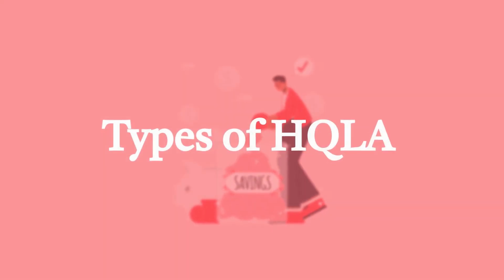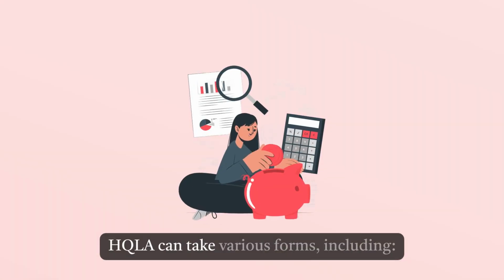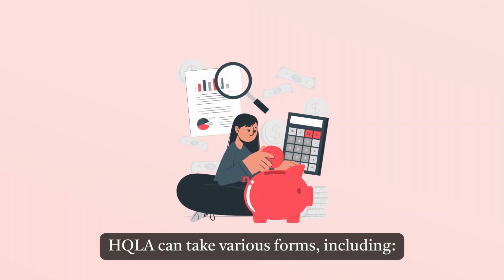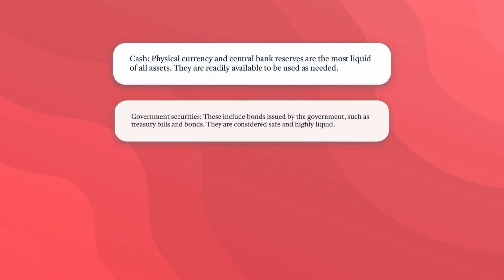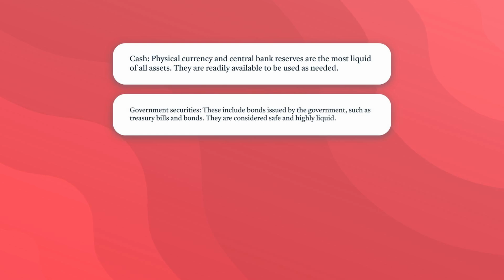Types of HQLA. HQLA can take various forms, including cash, physical currency, and central bank reserves, which are the most liquid of all assets. They are readily available to be used as needed. Government securities. These include bonds issued by the government, such as Treasury bills and bonds. They are considered safe and highly liquid.